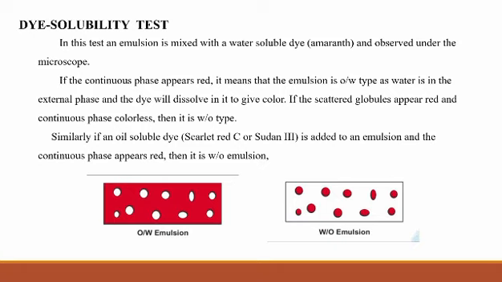So if the outer appearance is colorless and the inner globules are colored, we can easily find that it is an oil in water emulsion. And if the outer appearance is colored and the inner globules are colorless, we can easily find that it is a water in oil type emulsion. Within this observation under the microscope, we can find out which type of emulsion is present.